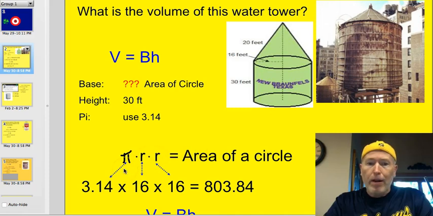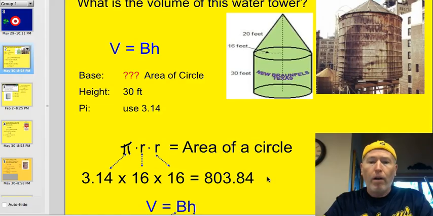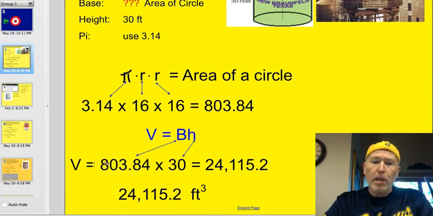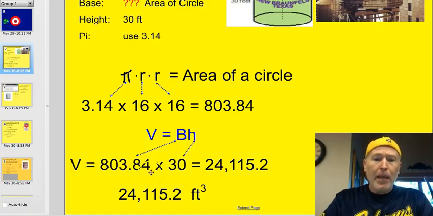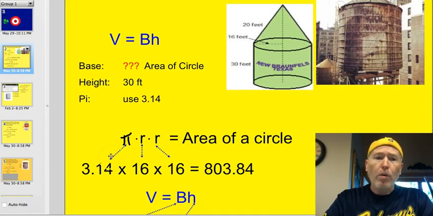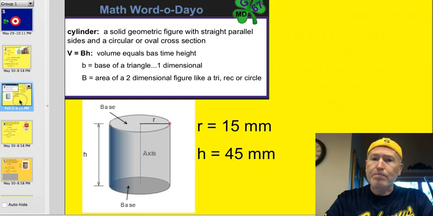We'll use the old pirate pi r squared to get the area of a circle. So there's 3.14 times 16 times 16. We got 803.84. Now we just pop that in as our base into the formula. So here's my volume equals 803.84, my base, times the height, 30, equals 24,115.2. And that would be cubic feet or feet cubed. Okay? Pretty straightforward. It's been an easy target tonight.